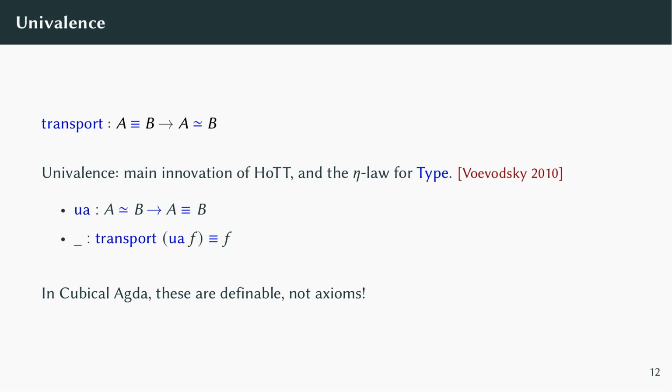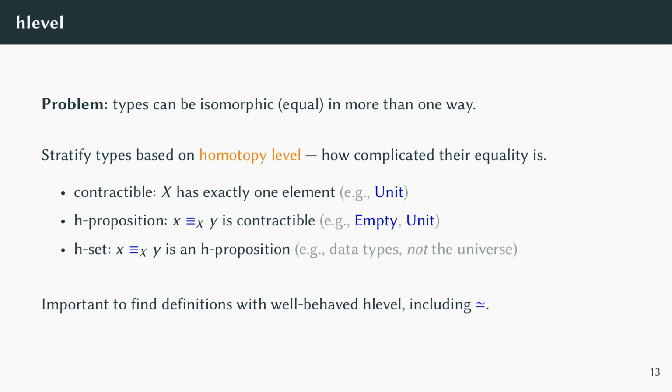Univalence was originally added to type theory as an axiom, but in Cubical Agda it's a definable function and it computes. In fact, making univalence compute is the main motivation behind cubical type theory in the first place. The subtlety is that types can be isomorphic in more than one way. Think about the Booleans, which are isomorphic to themselves in two ways. So in the presence of univalence, there can be multiple reasons why two types are equal, and the reason you choose can affect what answers you get.